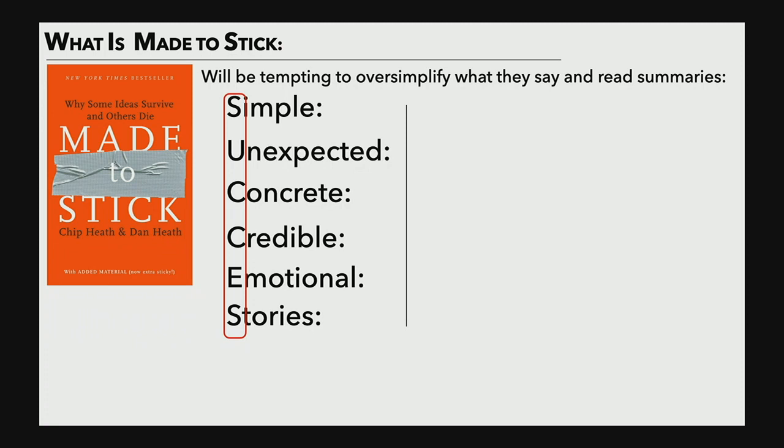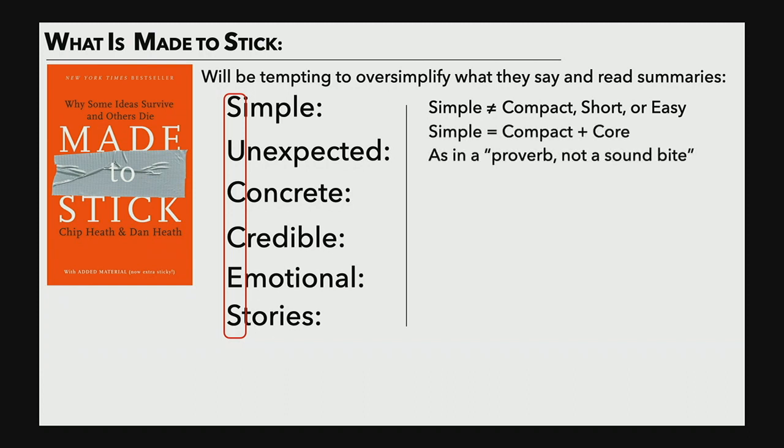And these seem like really common sense principles, okay, when you look at it? But if you look at how they talk about these principles, for example, with the idea of simplicity, simple for them doesn't mean that it's just compact, short, or easy. It's actually a combination of a few things. It's both compact and a core message, a clear core message for you to give, right? And as in a proverb rather than a soundbite, okay?